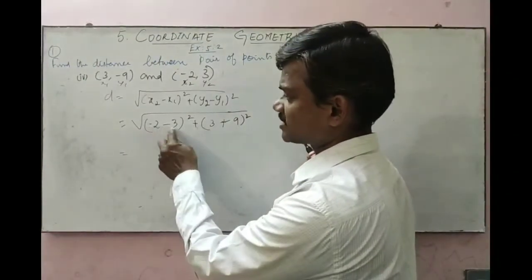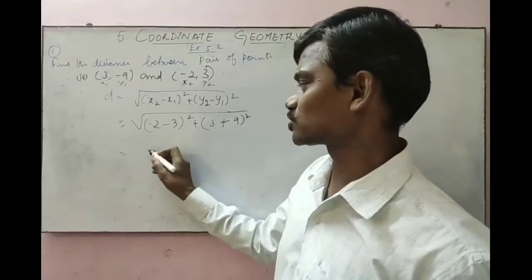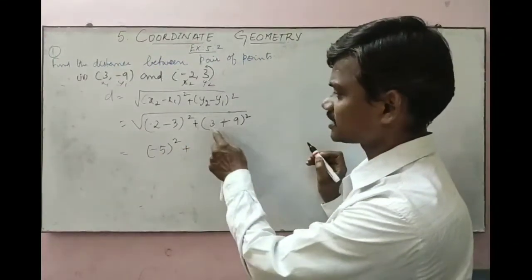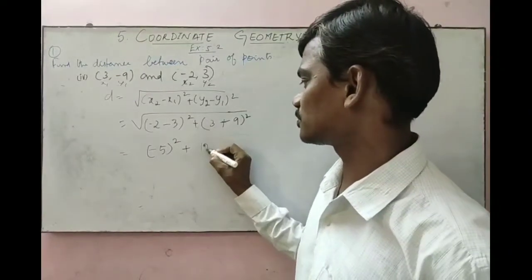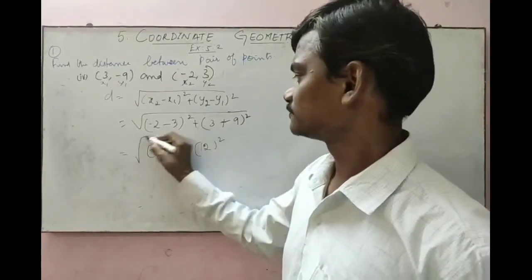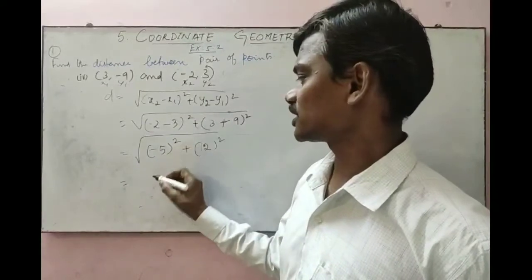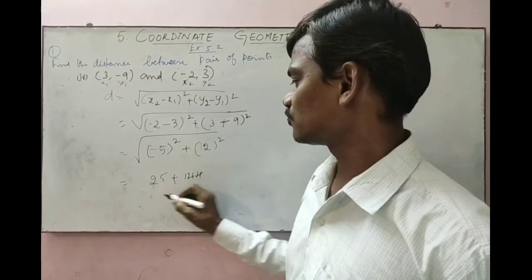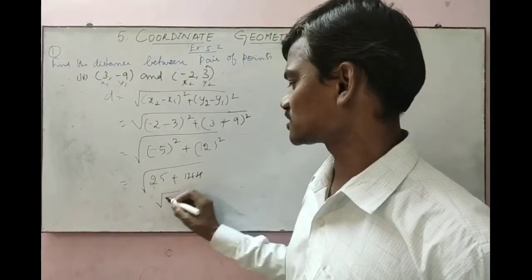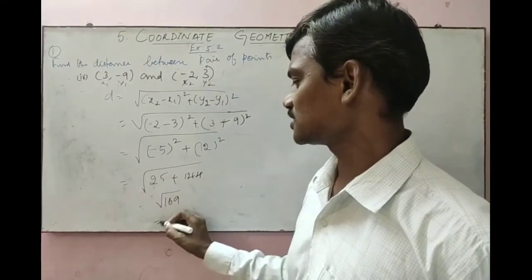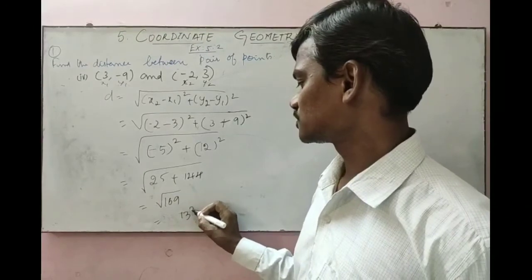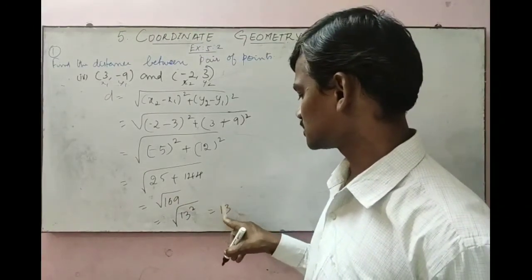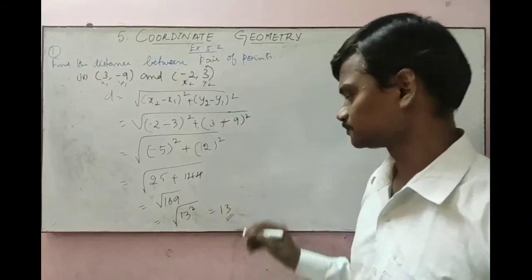Here -2 minus 3, both have the same sign. If you add those two you will get -5 whole square. Here both have the same sign, plus and plus, so I am going to add those two numbers, and you will get 12 square. -5 square gives 25, plus 12 square gives 144. If you add those two numbers, you will get root of 169. 169 is a square of 13, so 13 square gives 169. Square and root get cancelled. The distance between those 2 points is 13.